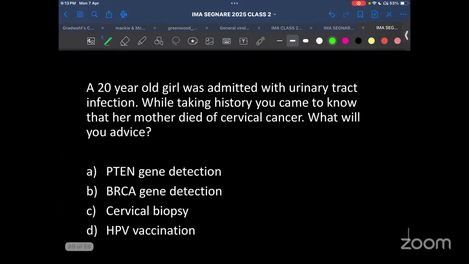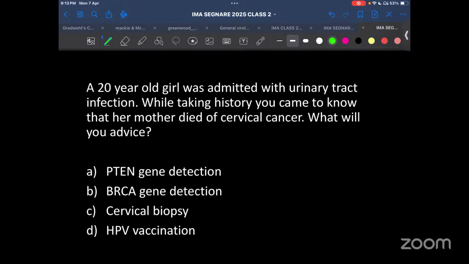Okay, now we are coming to the end. Our second last question, rotavirus vaccine. A 20-year-old girl was admitted with urinary tract infection. While taking history, you came to know that her mother died of cervical cancer. What is your advice? See, what is your advice here?